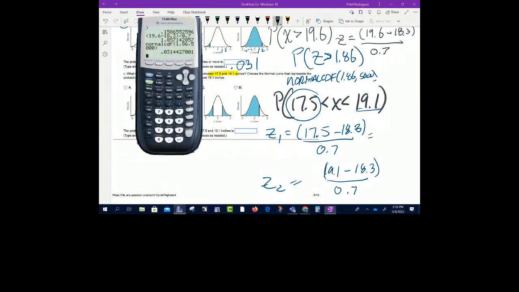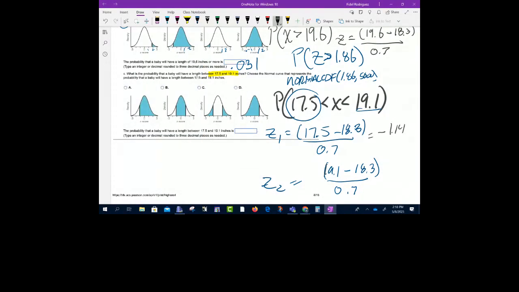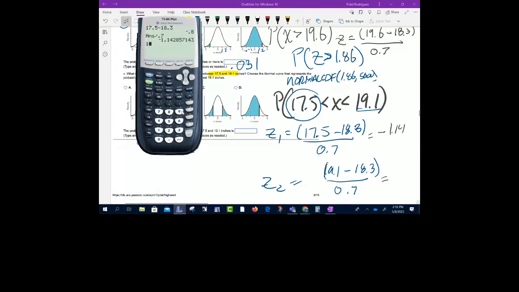Okay, so look, let's try that so we can figure out what our 2 values are. So 17.5 minus 18.3. And I know I forgot parentheses, so I'm going to hit equals first, and then I'll divide it by 0.7. And y'all, I'm coming up with a negative 1.14. Okay. And then we'll do exactly the same thing here. So now we have 19.1 minus, again, 18.3. And I know I forgot my parentheses again. So let's hit equals and let's divide that by 0.7. And I'm coming up with positive 1.14.